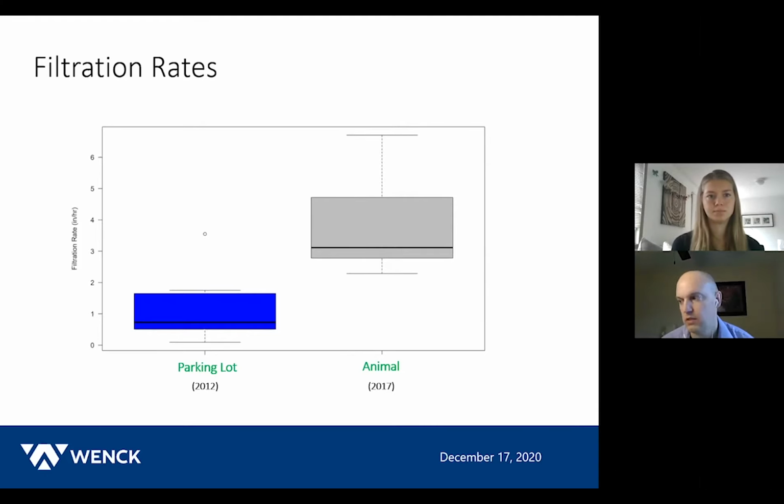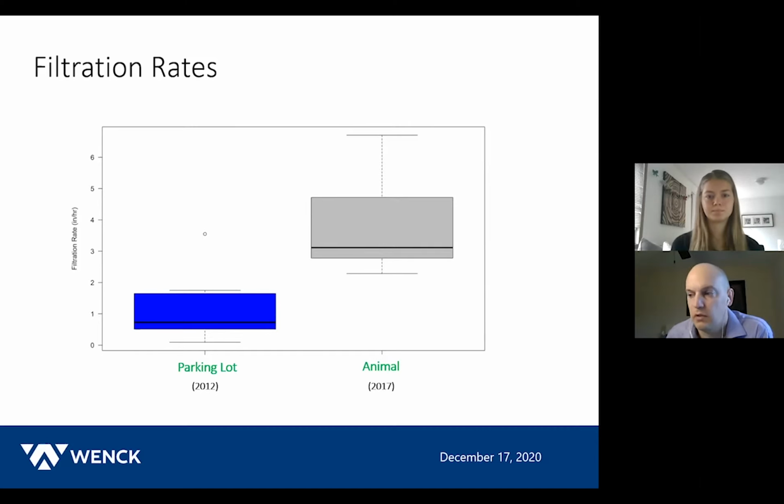Parking lot is at about 1 inch per hour filtration. So that's the rate at which water is moving through that filter media, moving through the sand. The animal site is quite a bit higher, 3 to 4 or 5 times higher, 3 to 5 inches per hour.